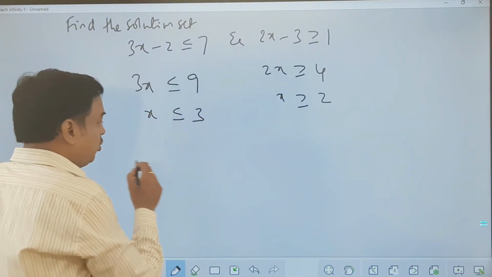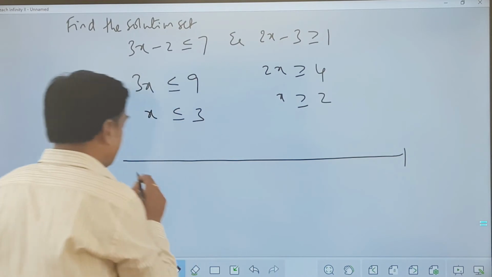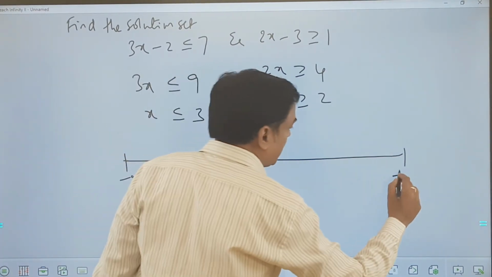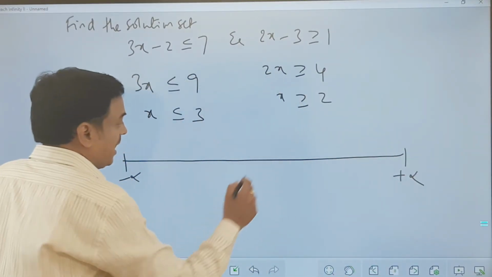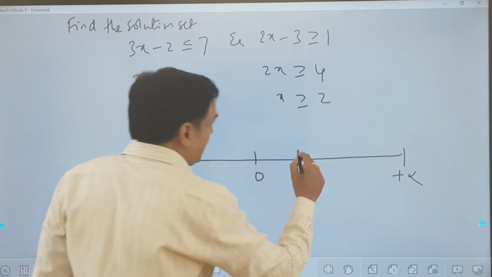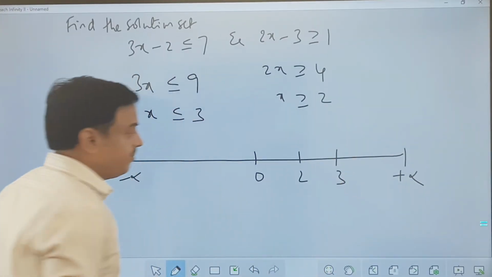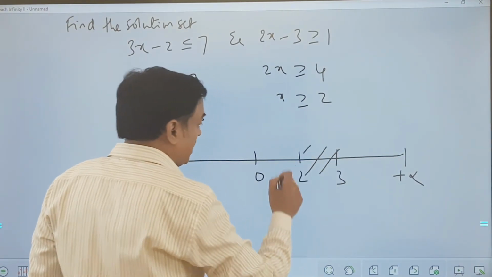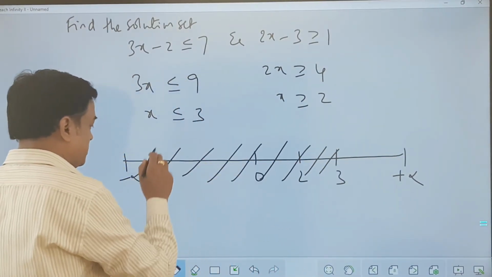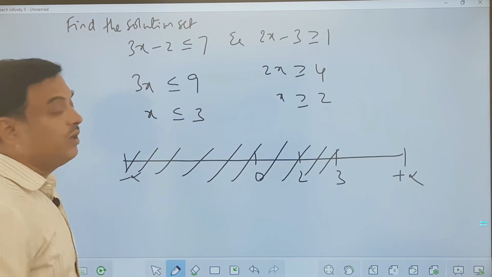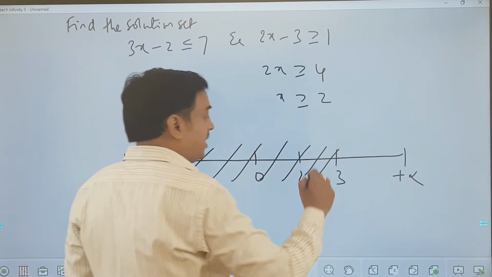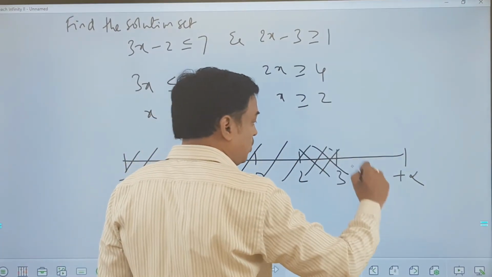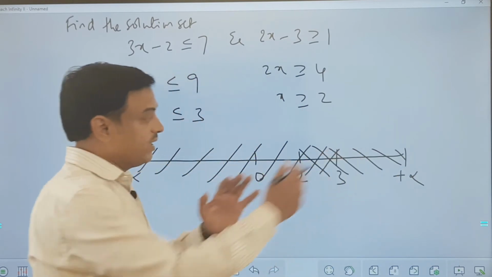Okay. So what I do, my friend, I'll take a number line, minus infinity to plus infinity. I'll take a 0 here, a 2 over here, a 3 over here. According to this, x has to be less than or equal to 3. So this is what it means. X is less than or equal to 3. And according to the second one, x is greater than or equal to 2. So I got the other side graph.